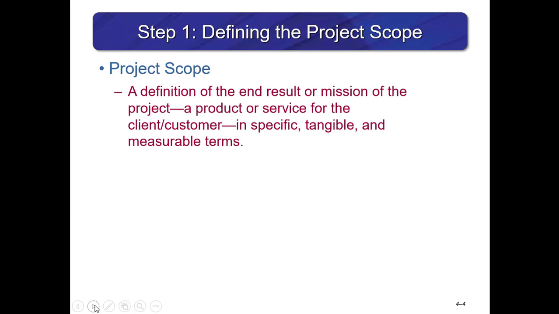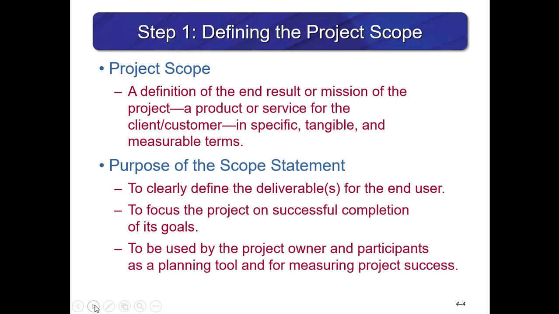Defining the project scope. The scope is a definition of the end result or mission of the project, a product or service for the client or customer, in specific, tangible, and measurable terms. The purpose of the scope statement is to clearly define the deliverables for the end user, focus the project on successful completion of its goal, and it's used by the project owner and participants as a planning tool and used to measure the project success.